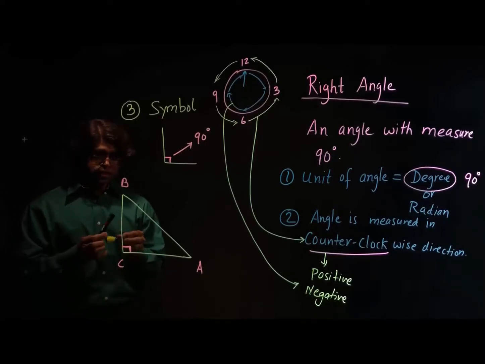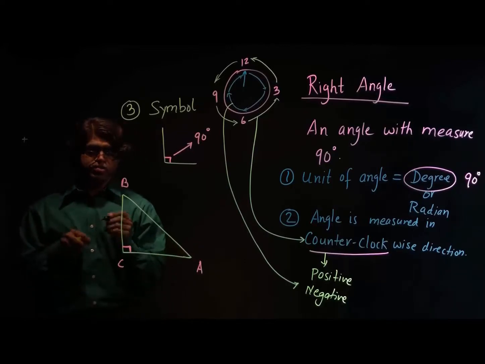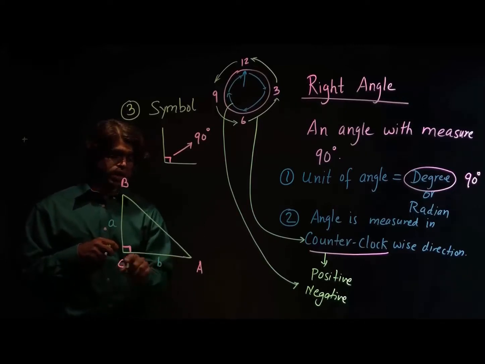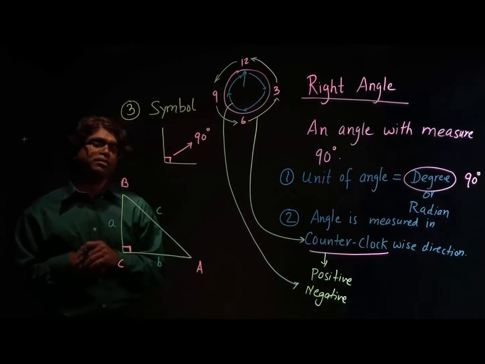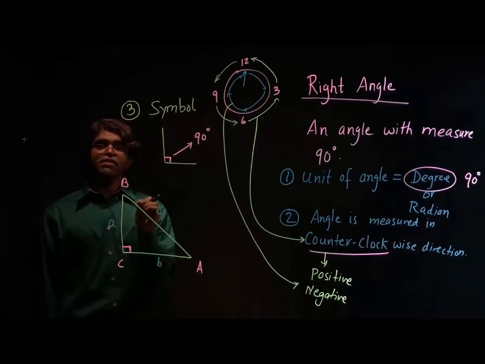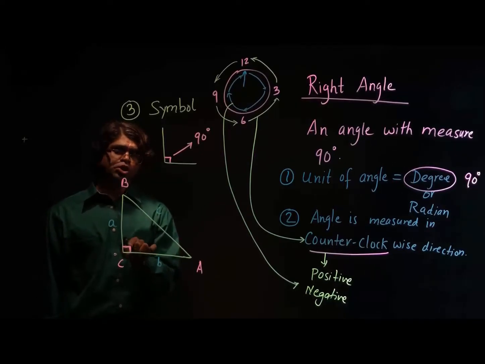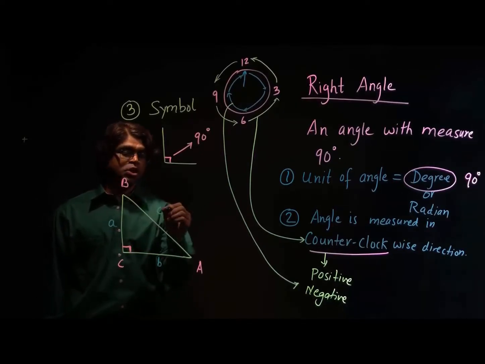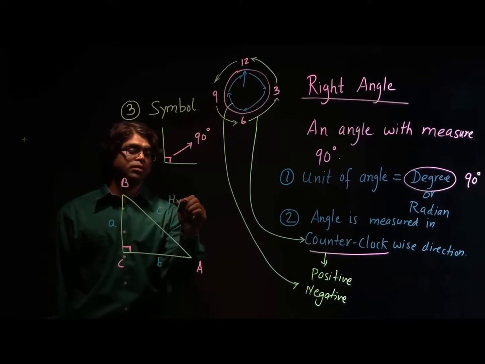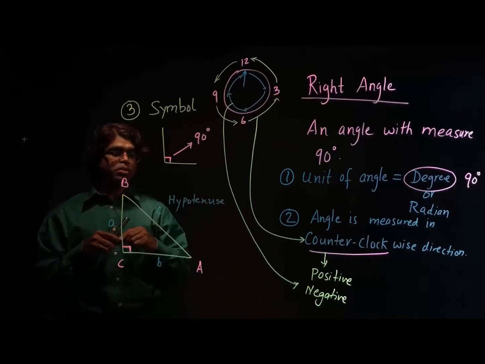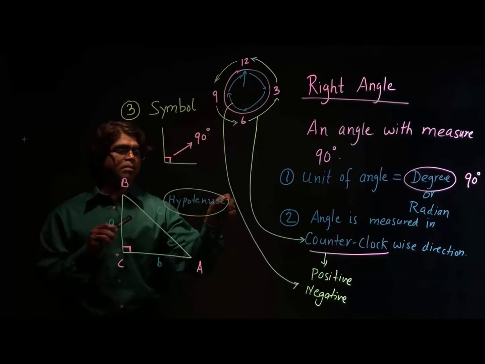The side opposite to A is small a. The side opposite to B is small b. And the side opposite to C is small c. Now, the first thing we need to write down is that the name of the side opposite to the right angle is known as hypotenuse. So the name of the side opposite to the right angle is hypotenuse.